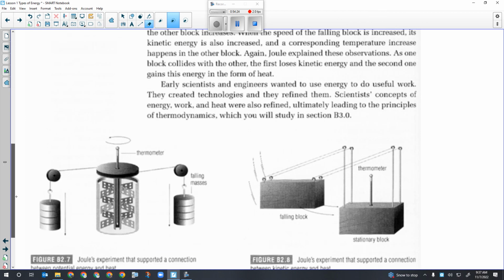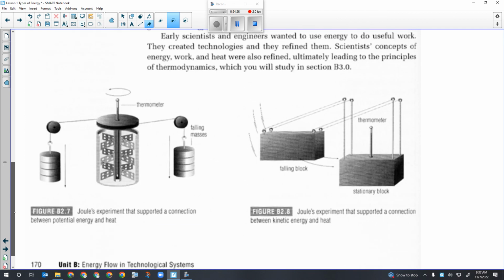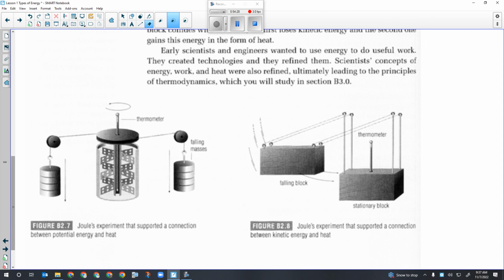Okay, and then the last guy we got to talk about is Joule. Oddly enough, Joule's like the most important person in terms of energy because the units for energy are named after him. So what Joule did is he actually proved all of these ideas about mechanical energy and potential energy and their relationship to thermal energy by performing two fairly simple experiments.